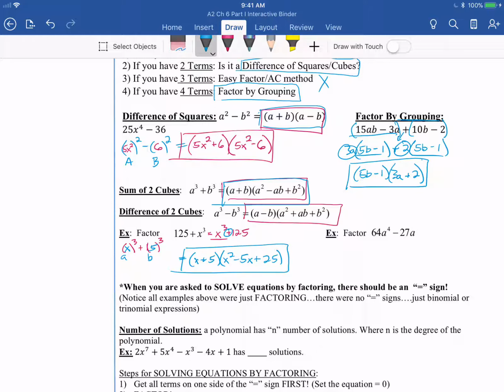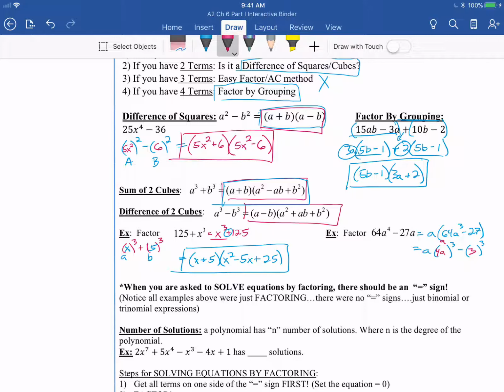Okay, great. So now the next one here, always look for that greatest common factor first. So I take an a out of both of these, and then I have 64a cubed minus 27. And then I have to ask myself, what cubed gives me 64a cubed, and what cubed gives me 27? I know that 3 cubed gives me 27, and I know that 4 cubed gives me 64, and I have to tack on an a there.